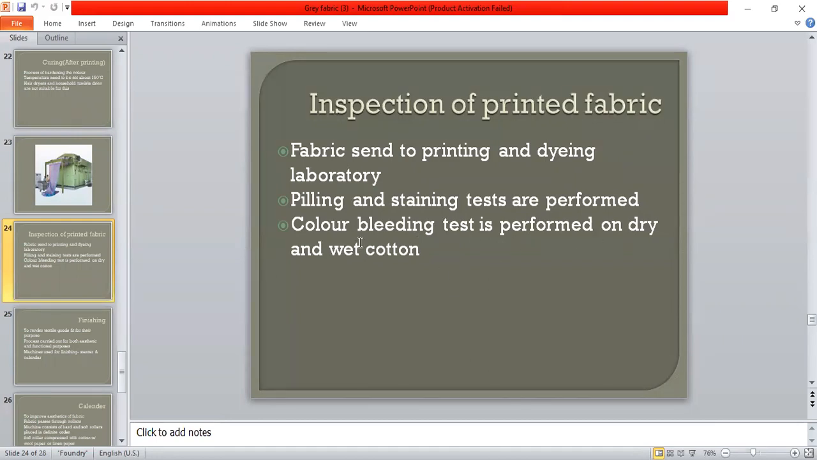This piece of cotton is for the color bleeding test. The samples given for this test are rubbed on the printed fabric, normally for 10 cycles.